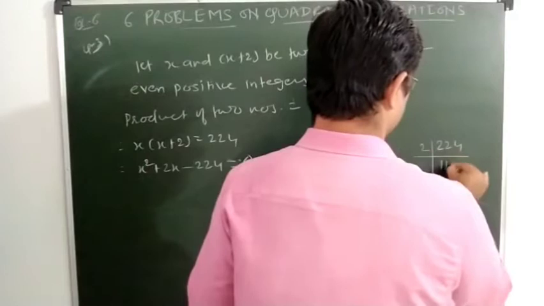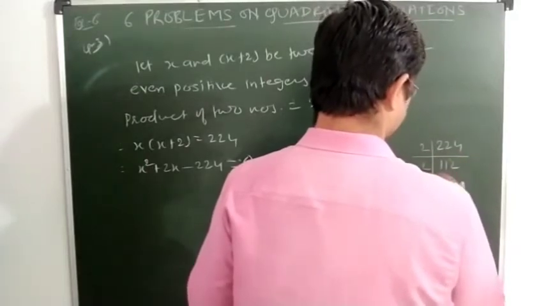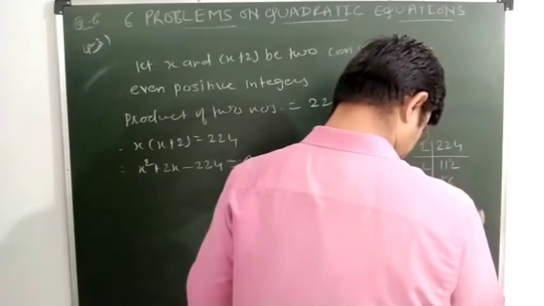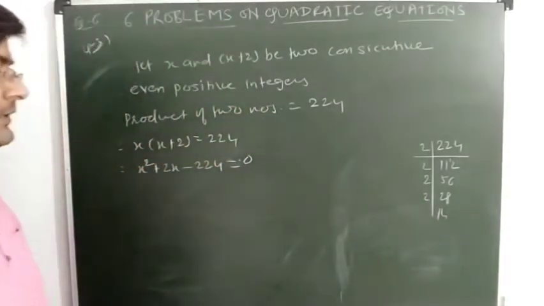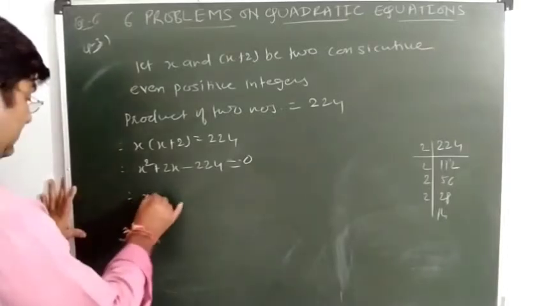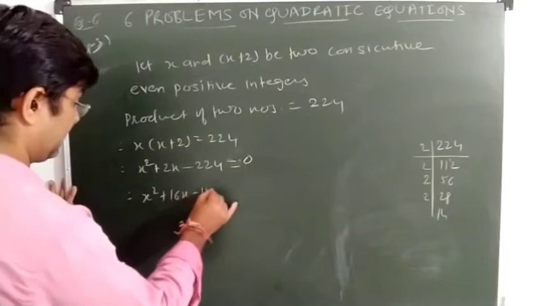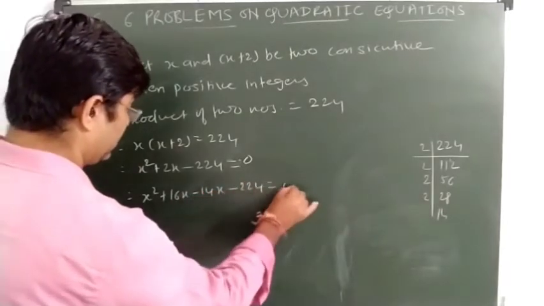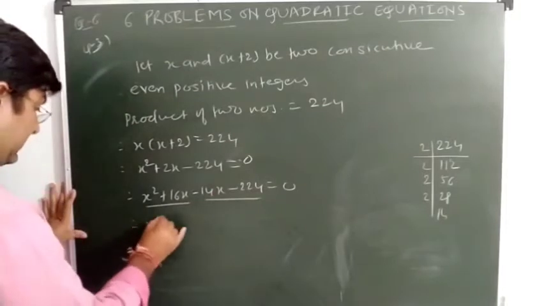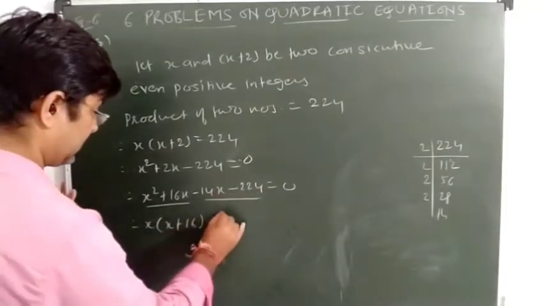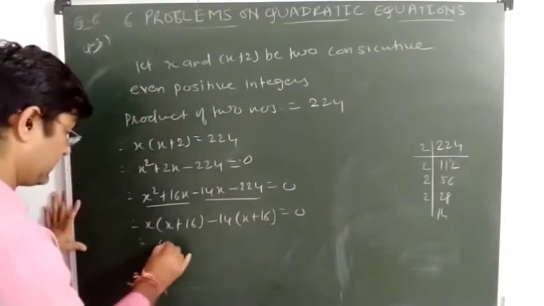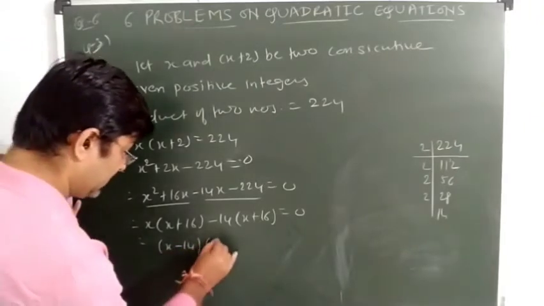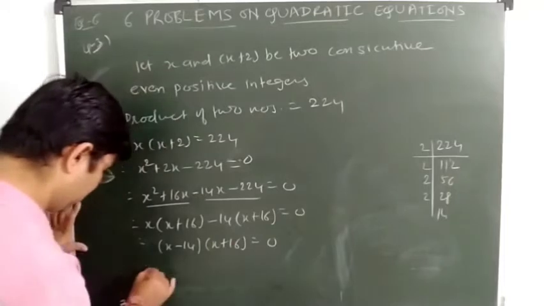224. You can take 16 and 14, whose difference is 2. And therefore x square plus 16x minus 14x minus 224 is equal to 0. Now we can take x common, x plus 16, minus 14 common, x plus 16 is equal to 0. Therefore x minus 14 into x plus 16 is equal to 0.